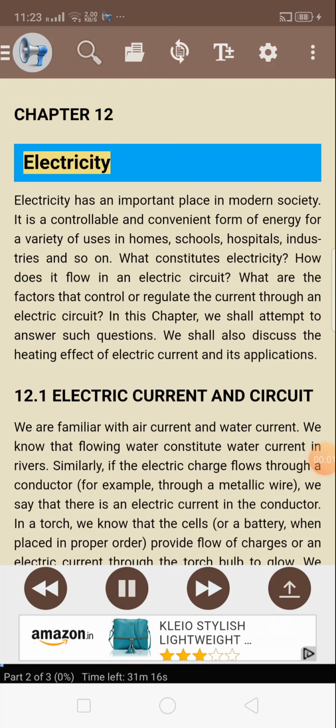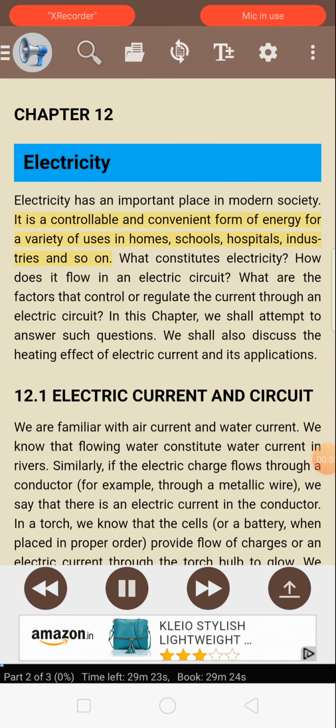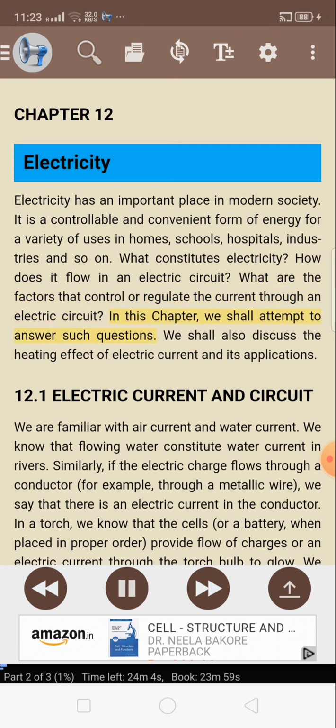Chapter 12. Electricity. Electricity has an important place in modern society. It is a controllable and convenient form of energy for a variety of uses in homes, schools, hospitals, industries, and so on. What constitutes electricity? How does it flow in an electric circuit? What are the factors that control or regulate the current through an electric circuit? In this chapter, we shall attempt to answer such questions.